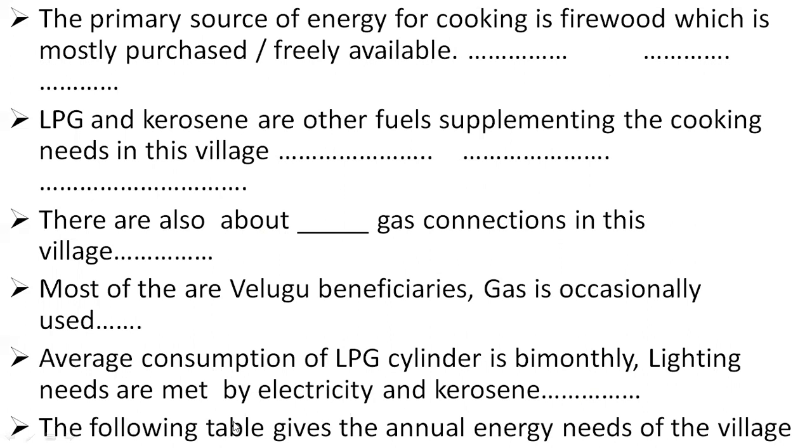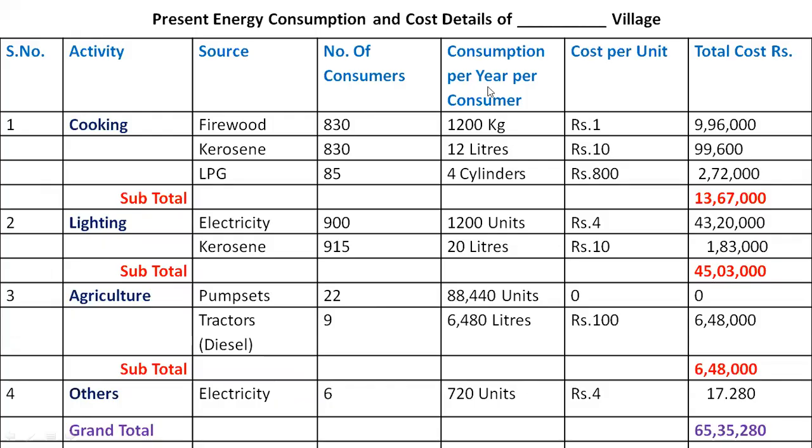So all these things you can summarize in a table like this: present energy consumption and cost details of a particular village. You can list the activity, whether it is cooking, lighting, agriculture, or others, and what the source of energy is: firewood, kerosene, LPG, electricity, pump sets, tractors. What is the number of consumers in a particular village? Consumption per year per consumer, how much? Annual consumption per consumer, and then cost per unit, and then total cost.